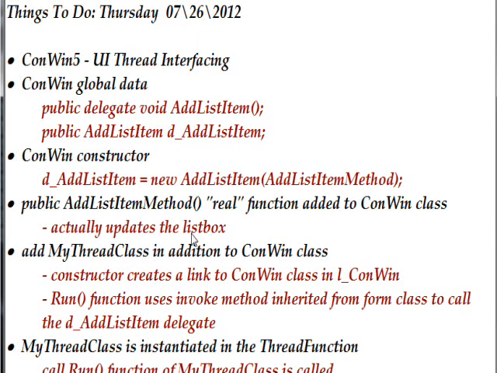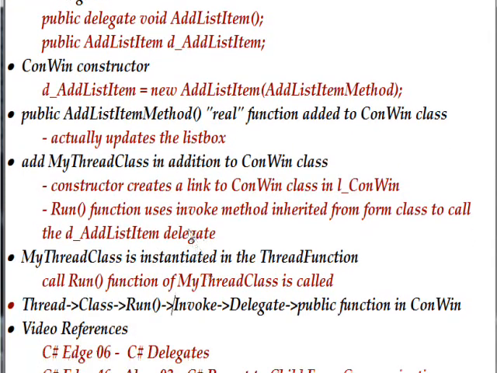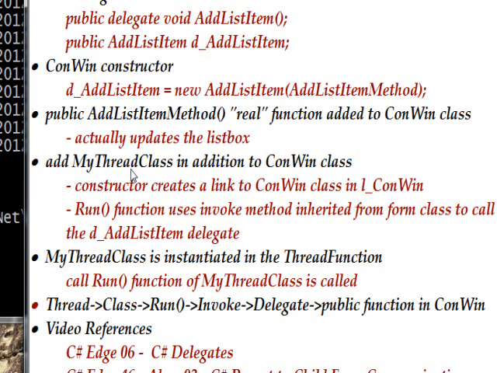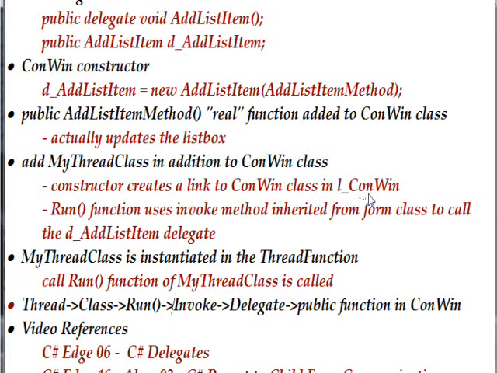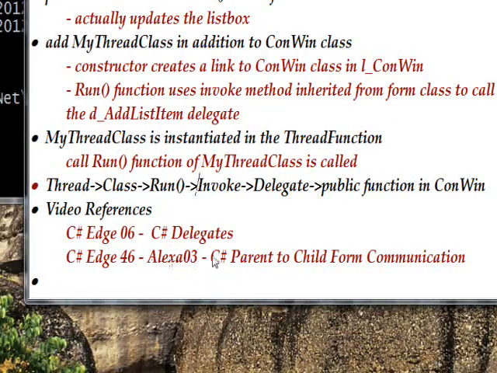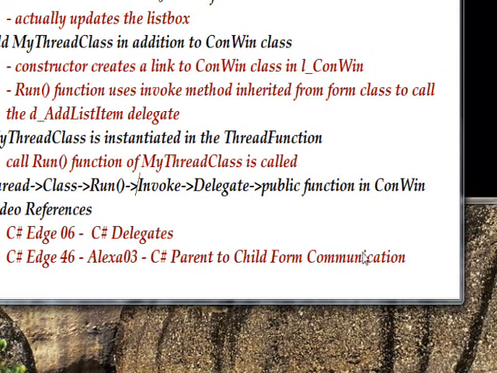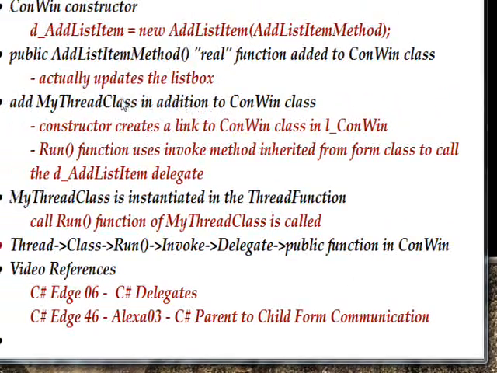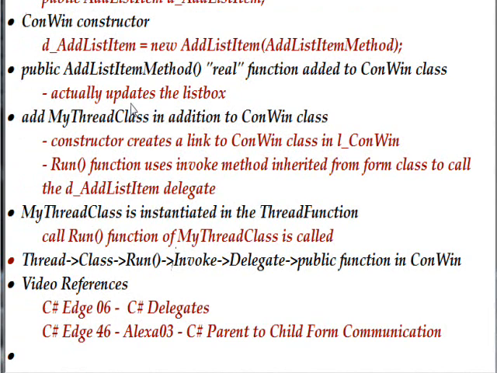And then you need to add a second class in addition to the ConWin class, and I named this class MyThreadClass. A lot of the naming and a lot of the code was inspired by Microsoft's own documentation on the Invoke method. So you add the MyThreadClass class, and the constructor creates a link to the ConWin via a technique I describe in detail in C# Edge 46, C# parent to child form communication, which is basically passing a handle of the form to the constructor of the new class.